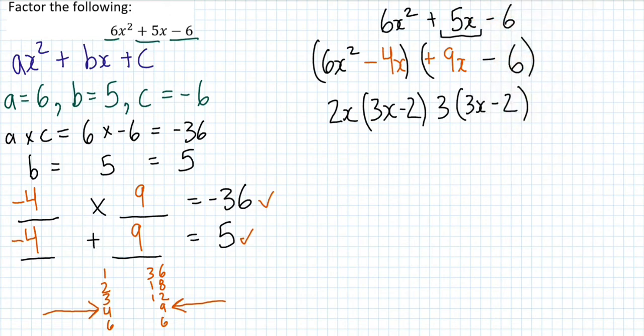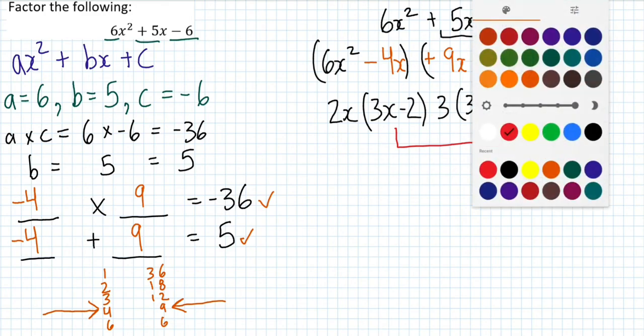How do we know that? What did we just do? Well, 2x multiplied by 3x will give us 6x squared, and 2x multiplied by negative 2 will give us negative 4x. So that's how we know this one's correct. 3 multiplied by 3x will give us 9x, and 3 multiplied by negative 2 will give us negative 6. That's where we got this one. So we pause here, and we say, is this bracket the same as this bracket? Yes, it is. So we know we're on the right track.